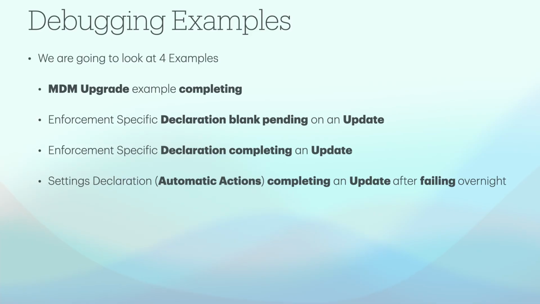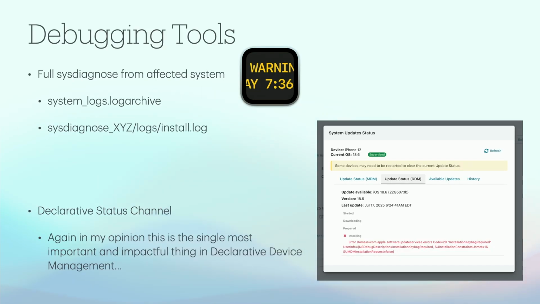And then we'll look at the end of a settings declaration automatic action where it completes after it failed on an overnight attempt. The tools we're going to use for this are the full sysdiagnose from the affected system, so the system_logs.log archive, and then within that sysdiagnose archive, /logs in the install log. I did a session last year that is recorded in the videos out there about how to digest those using some more command line stuff if you want to do that. For this purpose, we're going to keep it pretty high level with just some filters and copying and pasting the things that are relevant that you should be looking for.